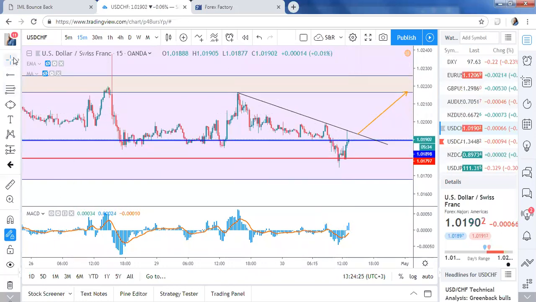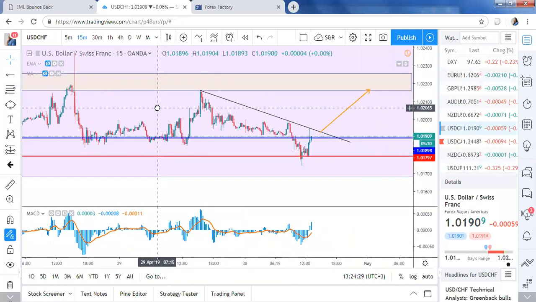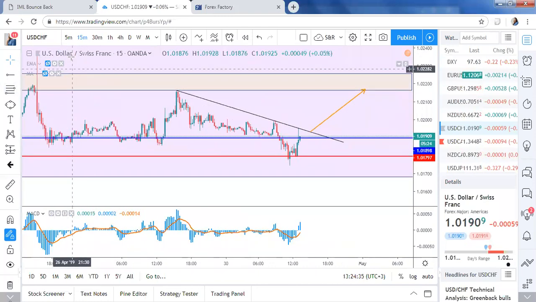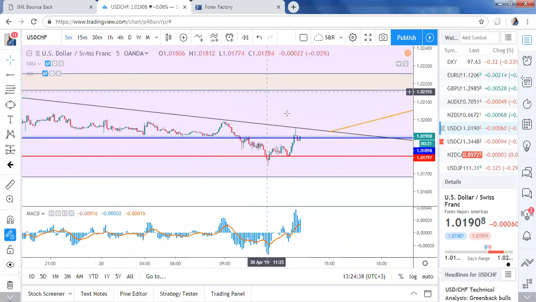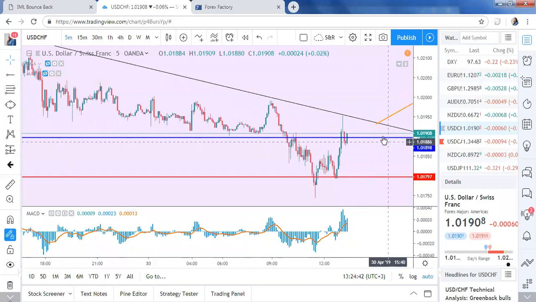So if we're going to set a call level on this trade, how am I going to identify where I should put my call levels? I'm going to go down to the 5-minute time frame. Let's do auto here.